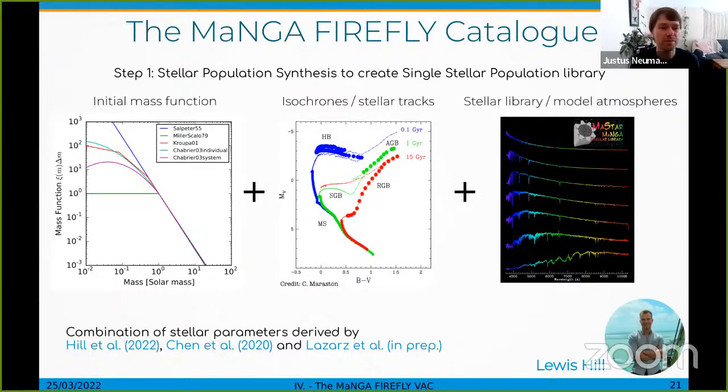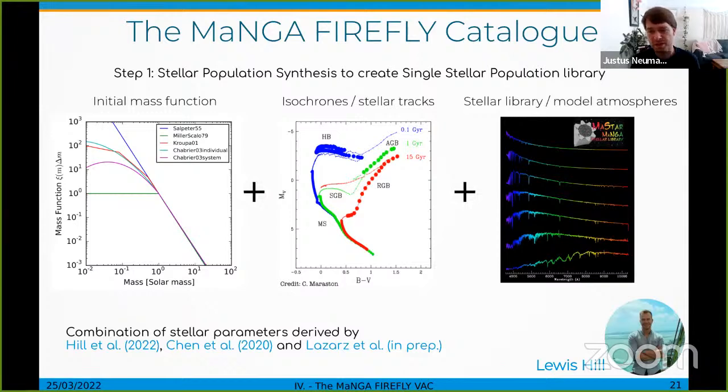First point, and so we need as first important ingredient the stellar population models. So we need to do stellar population synthesis to create a library of single stellar population models. The main ingredients there are an initial mass function, then some isochrones or stellar tracks. And then we need a stellar library where this is based on.